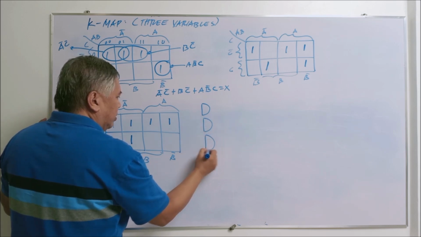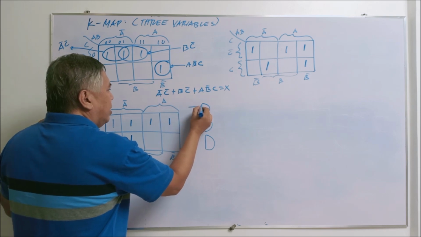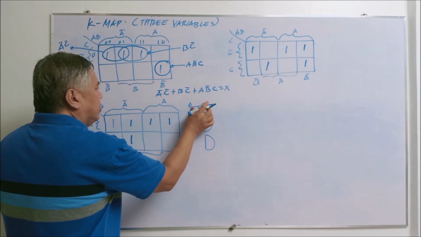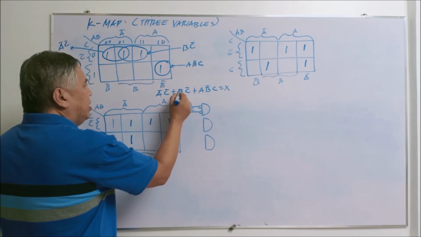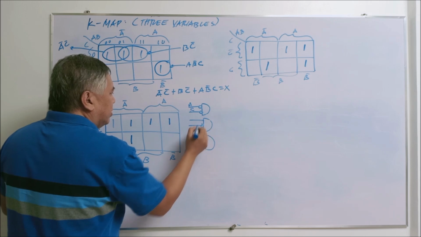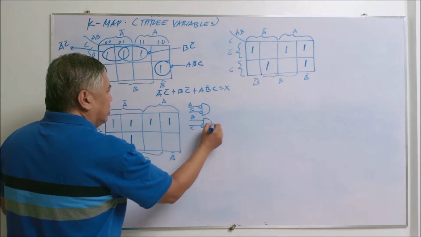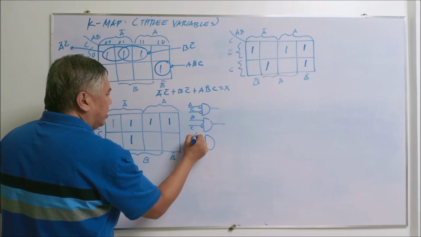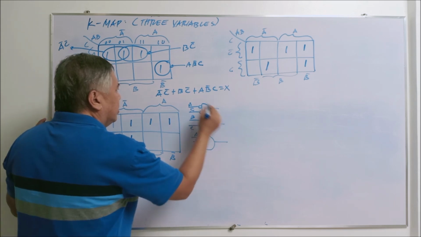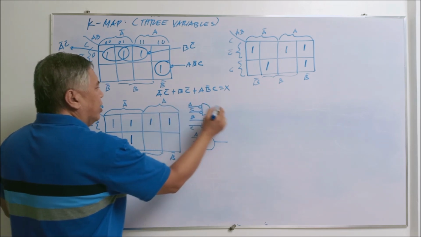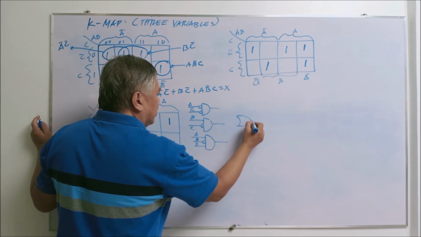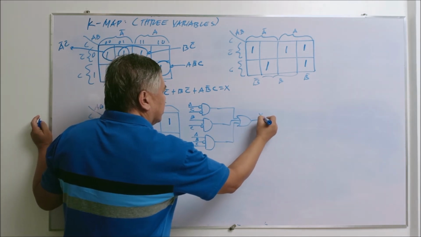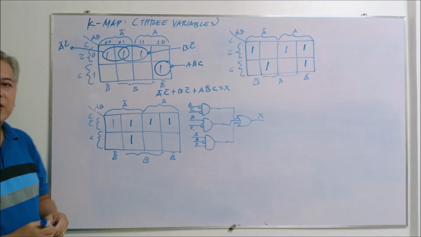So you have A bar, C bar. Then you have B, C bar. Then A, B bar, C. And then all of these AND gates are being ORed together. So you draw an OR gate. That is your X. That will be our logical circuit equivalent.